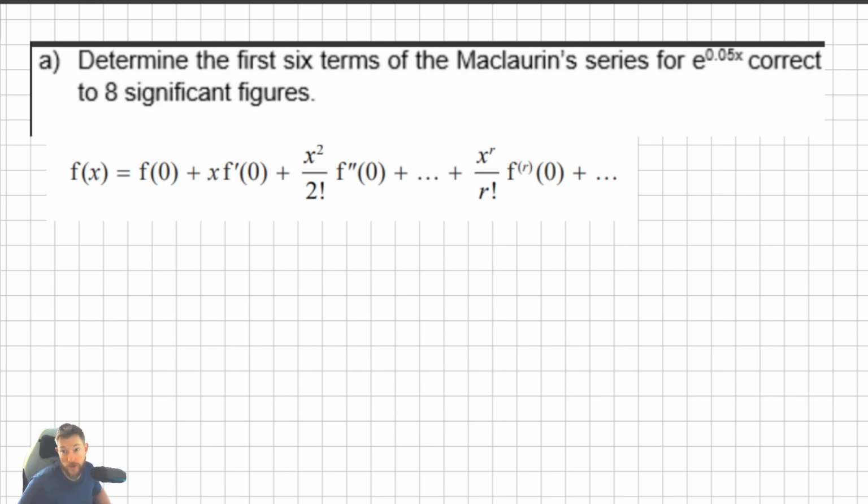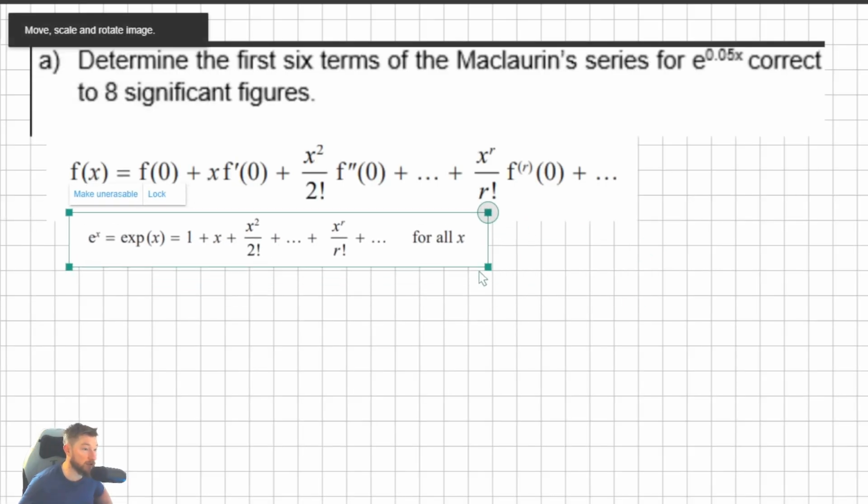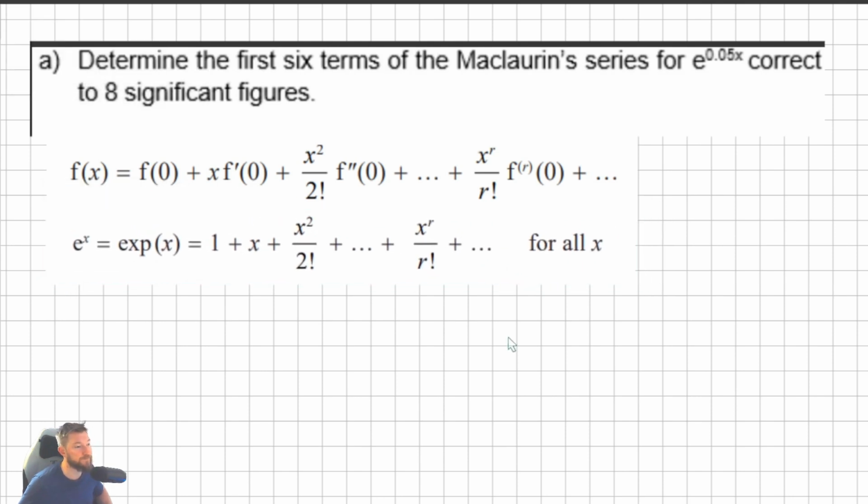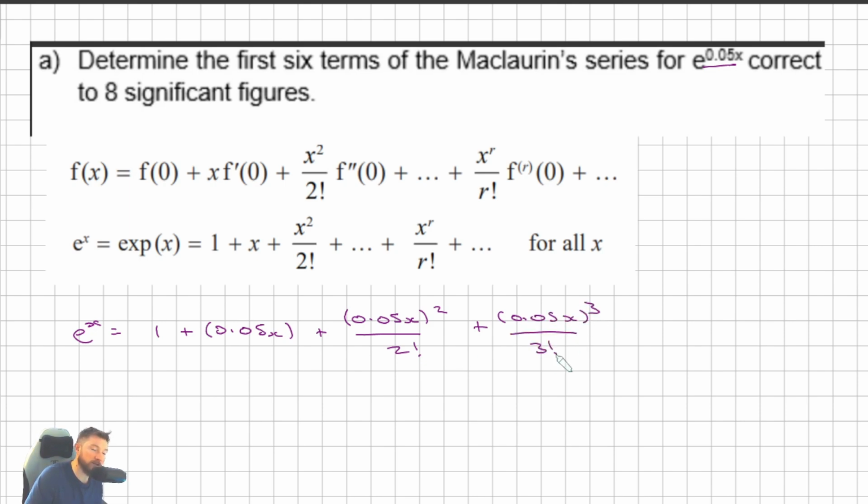You can use this to work it out. In the formula book that I'm looking at, which is for Edexcel, they actually give you the particular expansion of e to the x in the Maclaurin series. The only slight modification we need is that the power is 0.05x rather than just x. We can modify that quite easily by replacing everywhere that the x appears with 0.05x. So that would be 0.05x squared over 2 factorial, the next would be 0.05x cubed over 3 factorial, and so on.